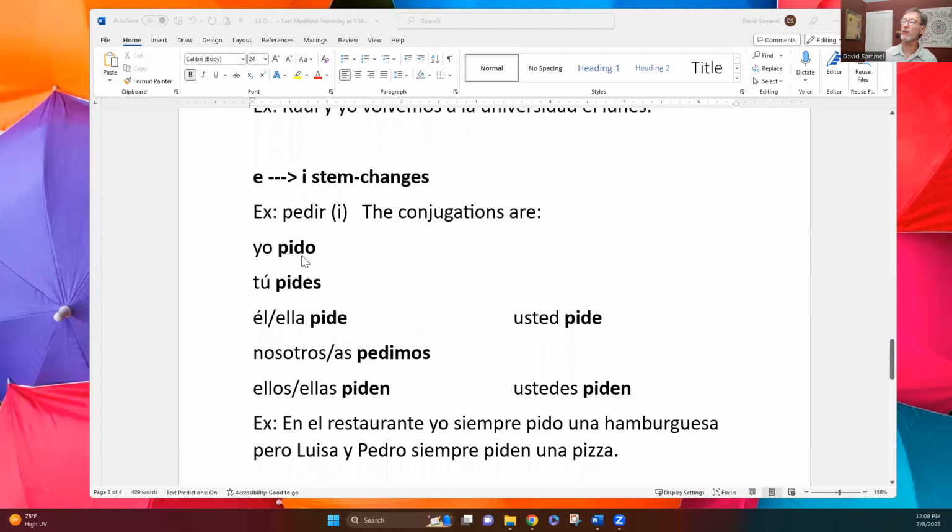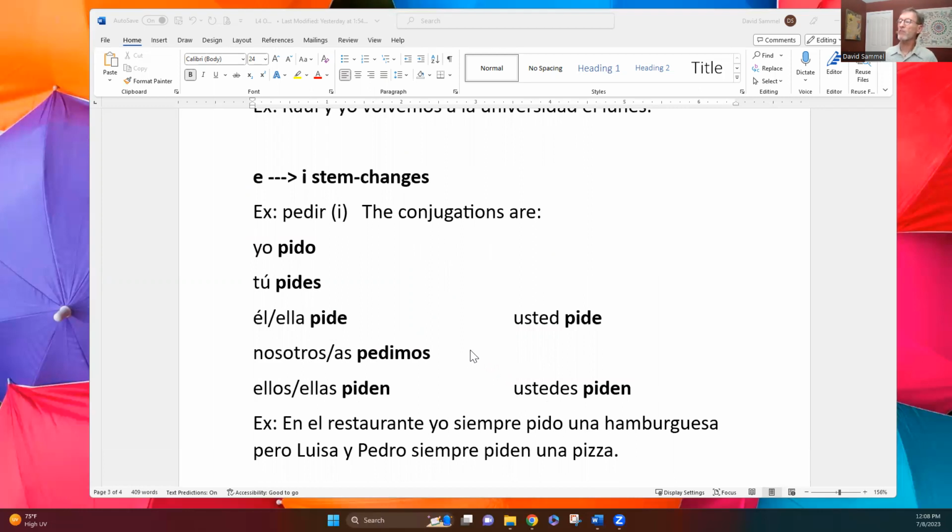So here's my conjugations. Pido, pides, pide, pedimos. Now there's an I in there, but that's just the nosotros form. The stem did not change. Okay, no stem changing in nosotros forms. Ellos, ellas, and ustedes piden.